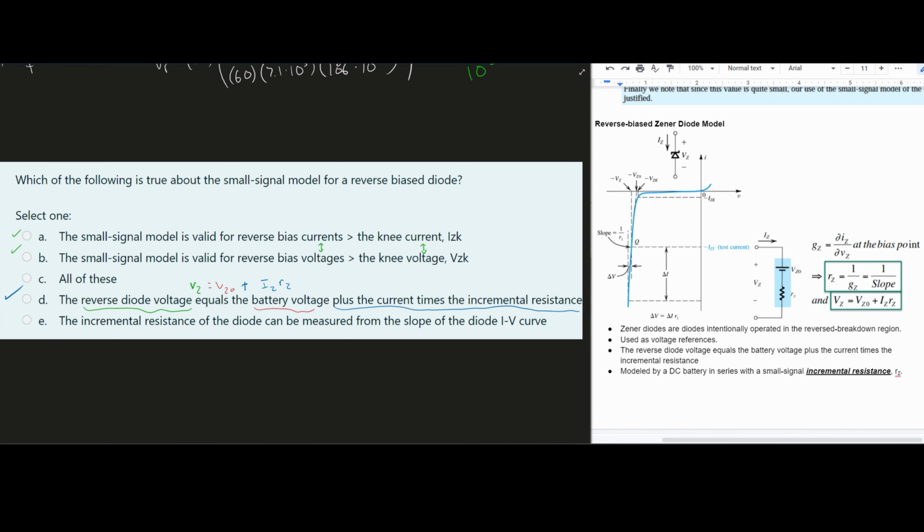Next we have the incremental resistance of the diode can be measured from the slope of the diode IV curve. The important part here is the incremental resistance of the diode and the slope. So our slope here is 1 over RZ, which is the incremental resistance. So this is also true. Therefore, the answer to this problem is that all of these are going to be true, and that's how we would look at this material.